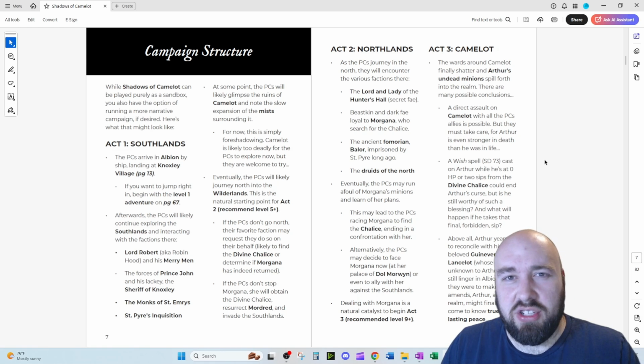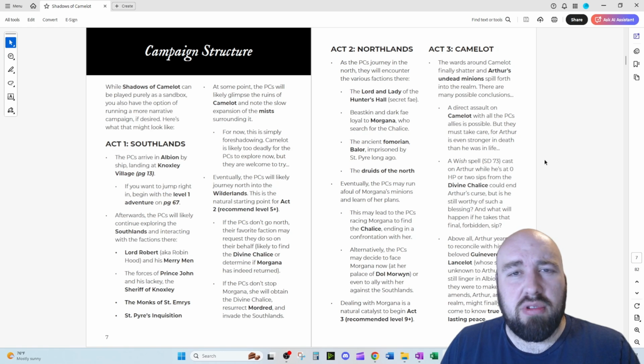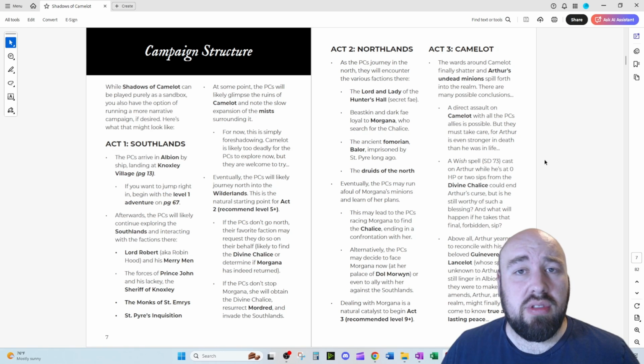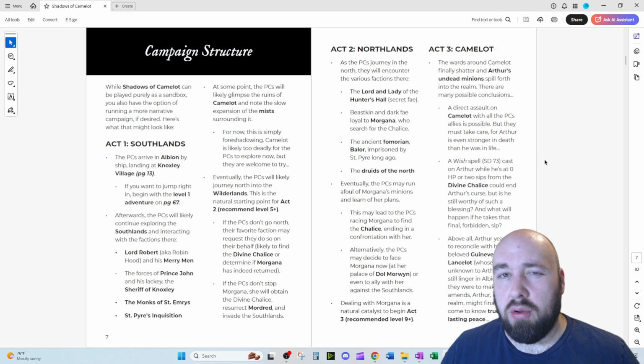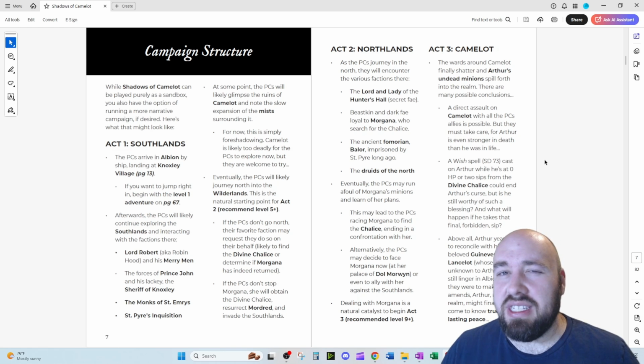fabled divine chalice. There's also the ancient Fomorian emperor, known as Baelor, who was imprisoned by St. Pyre long ago beneath the mountain that now bears his name. And you may recognize a reference to classic Celtic mythology, and you will see a creature vaguely resembling that here in the bestiary section of this book. And finally, in this area, there's also the mysterious Druids of the North, who work in secret with the monks of St. Emrys to maintain the wards that safeguard the realm against various supernatural threats like Morgana and Arthur.